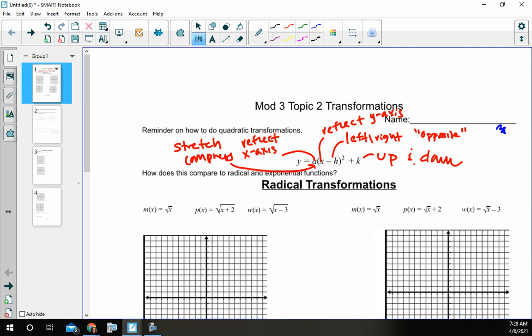That's also going to be that A value. Just remember the negatives do something different. So if you have a negative in the front, that's a reflection, and then the number means stretch or compress.